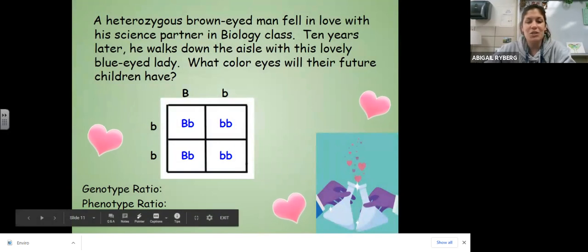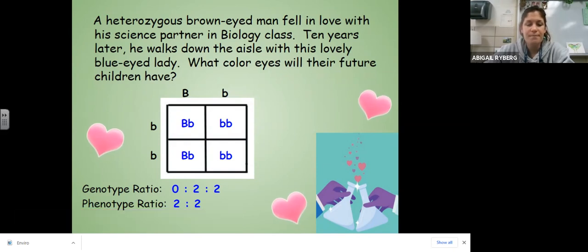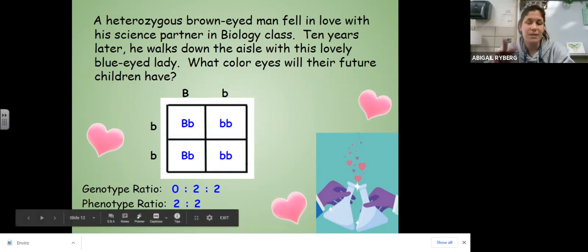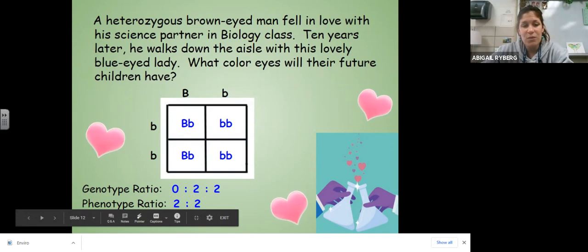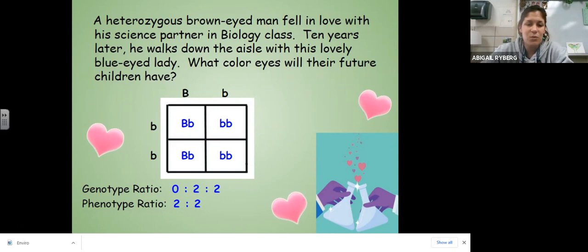If we fill in the genotype and the phenotype ratio, the genotype ratio, remember there's 3 possibilities with genotype. So there are 0 offspring that will be big B, big B, 2 of them would be expected to be big B, little b, the heterozygous, and 2 of them would be homozygous recessive. Remember, phenotype only has 2 numbers because it's either the dominant or the recessive phenotype. In this instance, these individuals will express the dominant phenotype, which is brown eyes, and these individuals will be the recessive, or the blue eyes. So 2-2.